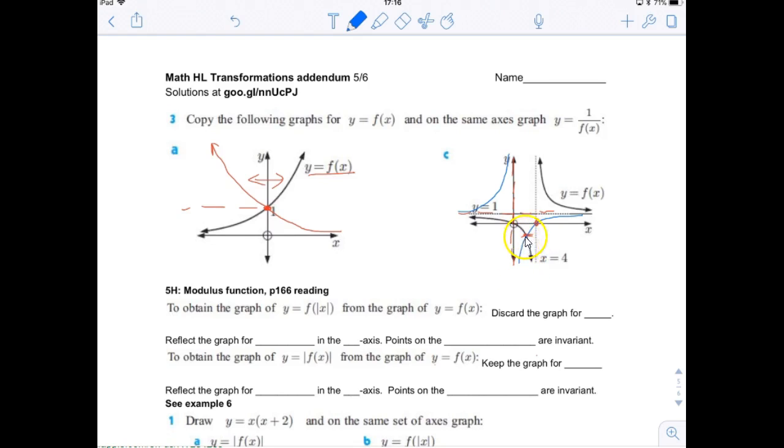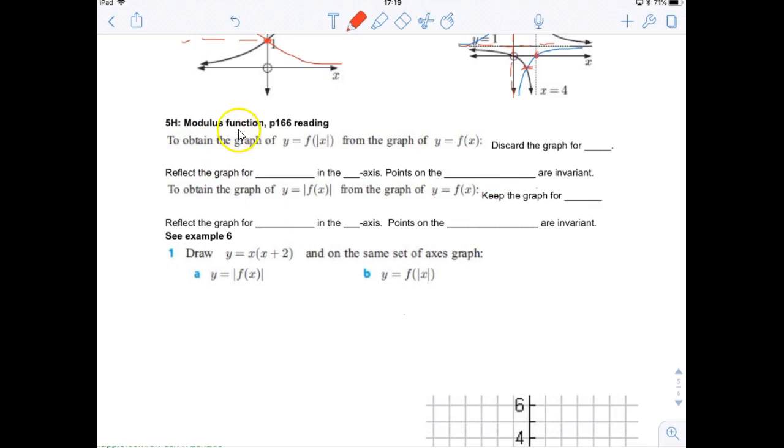So if I trace a curve through all of these characteristics, I end up with a hyperbola going kind of in the opposite direction. Okay, but still a hyperbola. Interesting, huh? 5h, the modulus function.